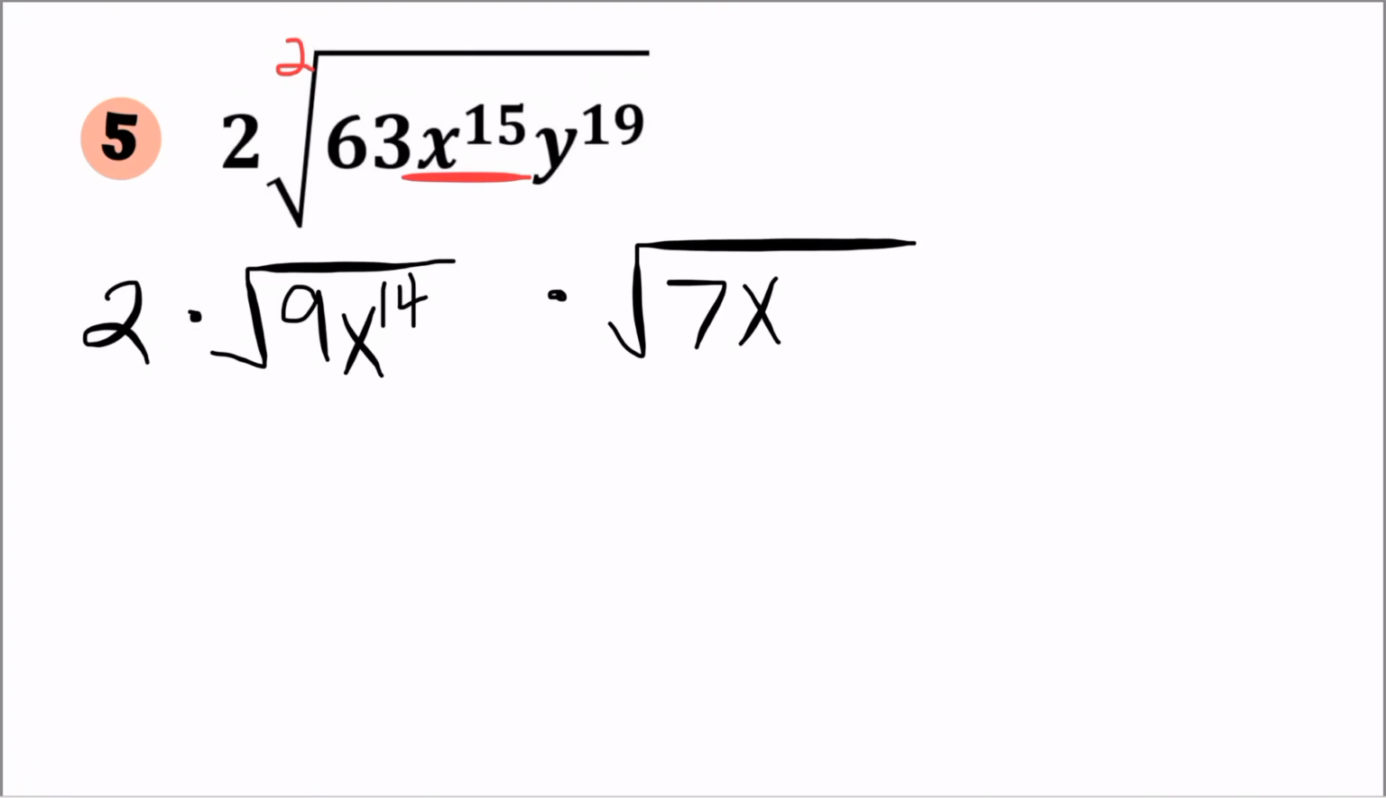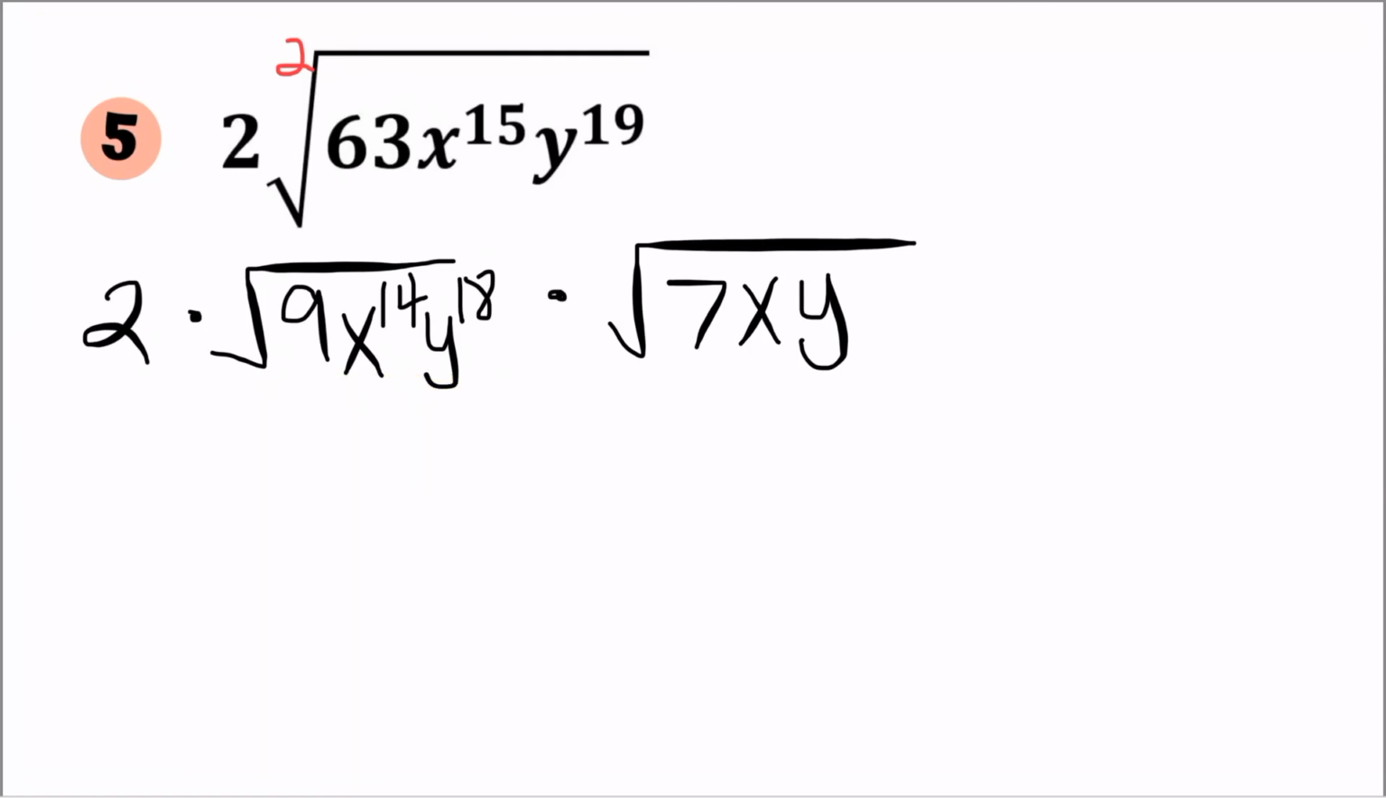I need to take out an even number of y's, so that would be y to the 18th. So I'm going to write y to the 18th in here with 1 left over, so that goes in that radical. And then now I can just go ahead and simplify this radical.